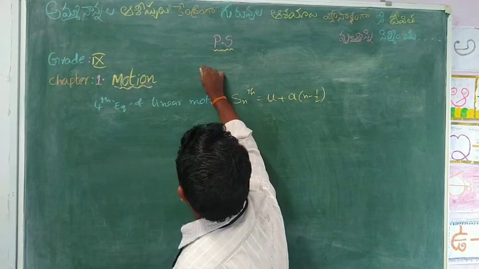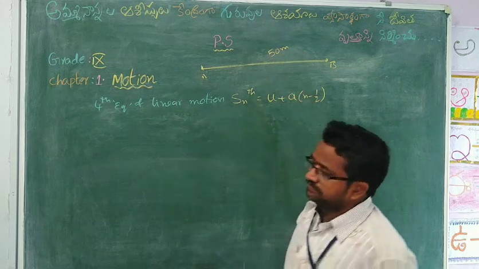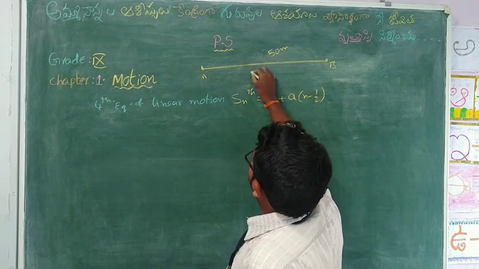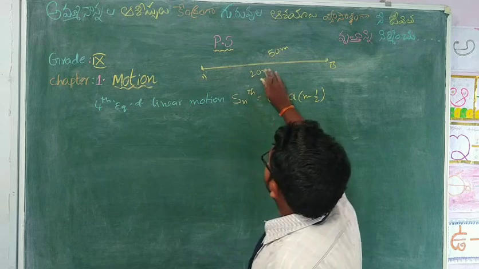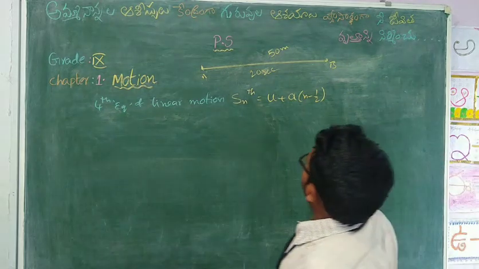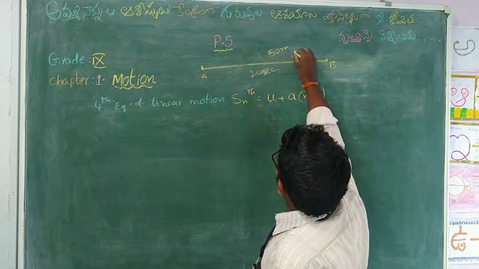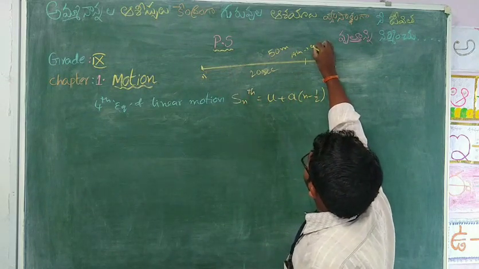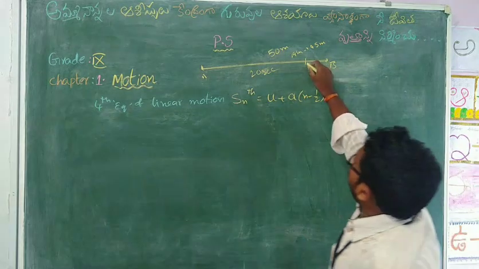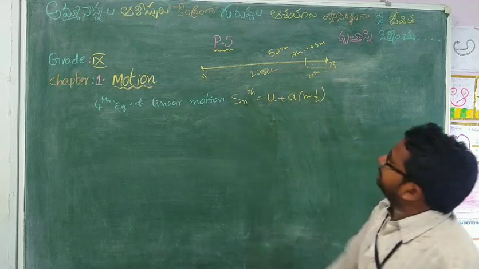From point A to B, maybe 50 meters distance is there. This 50 meters is covered in 20 seconds. And in 19 seconds, from here to here, it covers approximately 45 meters. Then what is the distance covered by the particular object only in the 20th second?